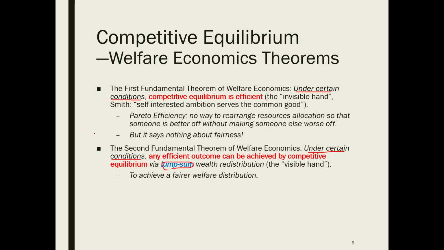fairest one. To summarize, the first theorem states that competitive equilibrium is always an efficient allocation, while the second theorem states that an efficient allocation can be achieved by competitive equilibrium and lump sum tax. To understand the relationship and difference between the two fundamental theorems, I usually use a metaphor.